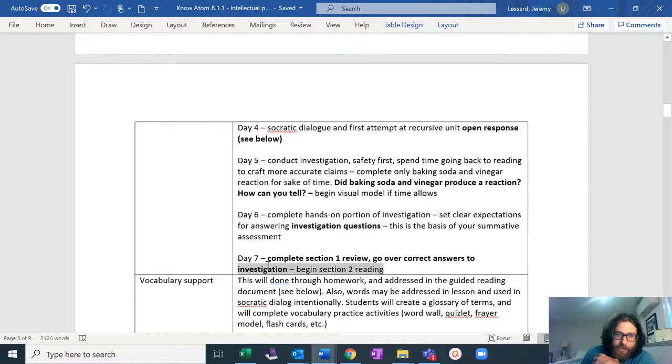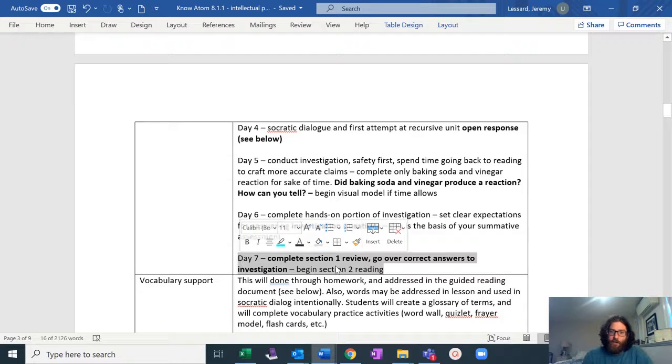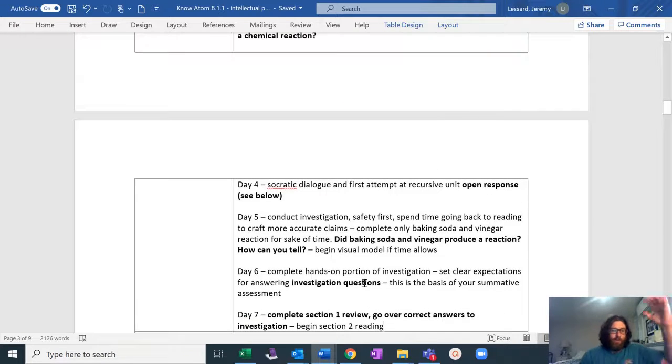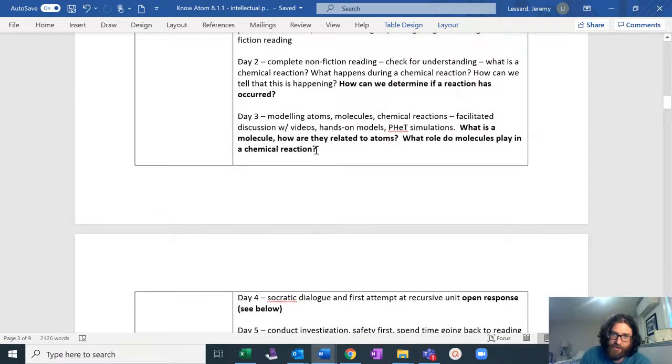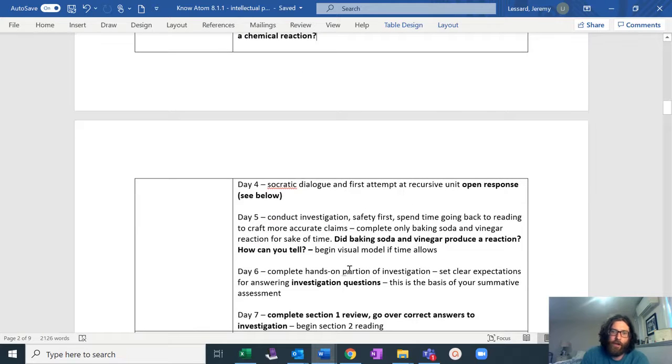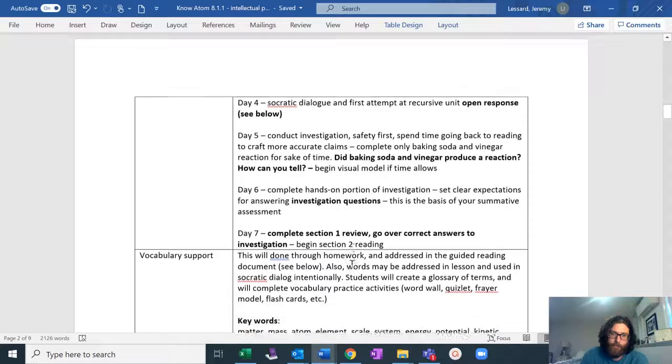Day 7 is probably a day that is something valuable. If you value these investigation questions, going over them and what the correct answers should be is something I wouldn't necessarily cut out. If you were going to shorten this to the KnowAtom timeline, you wouldn't be able to do this additional activity on day 3, and you would need to really tighten up how long it takes you in the investigation.